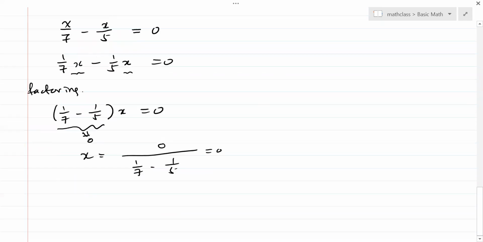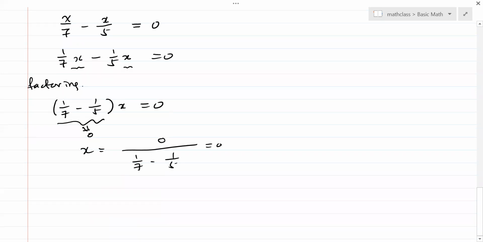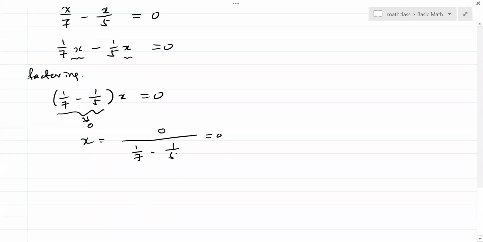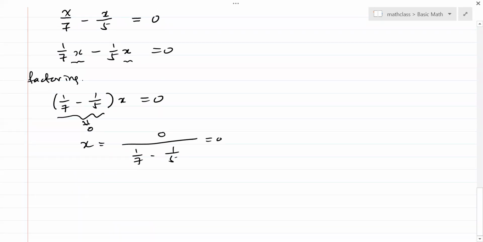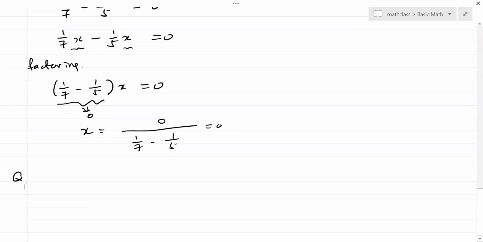Okay. So we are going to study factoring a little bit later, in the following chapter. If you use factoring, you can solve the problem quickly sometimes. Okay, let's do the next one.